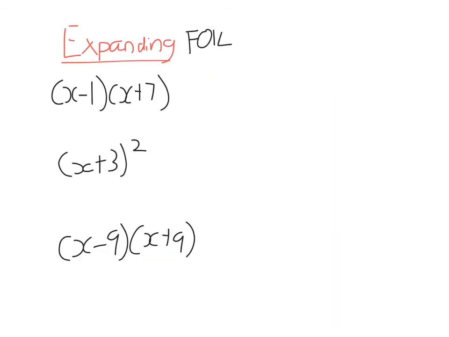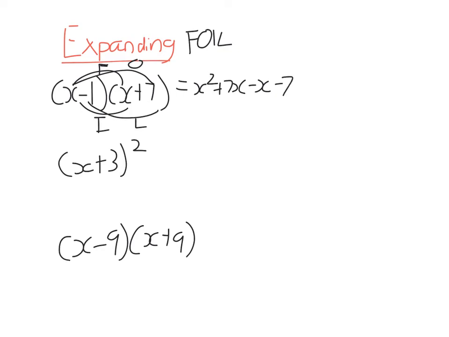You can use the FOIL method. So F is first, the thing first in each bracket, then O, the thing on the outside of each bracket, I is the thing inside each bracket, and then L is the thing that occurs last in each bracket. So here there are some like terms we need to collect. So we get x squared plus 6x minus 7.